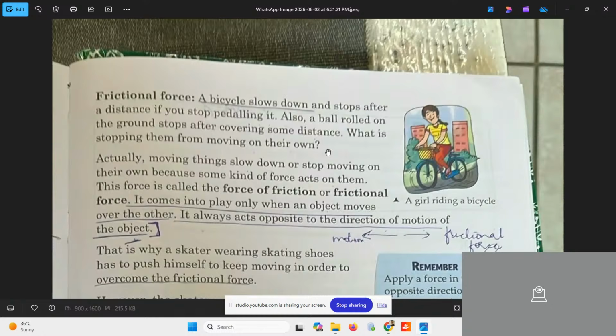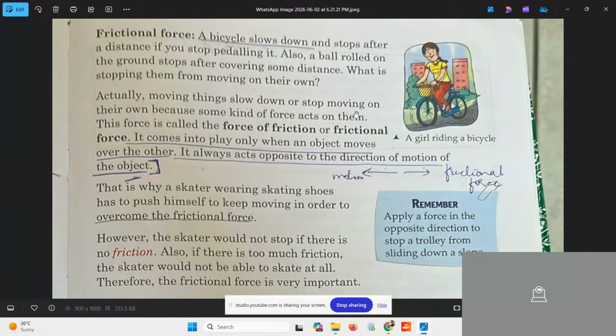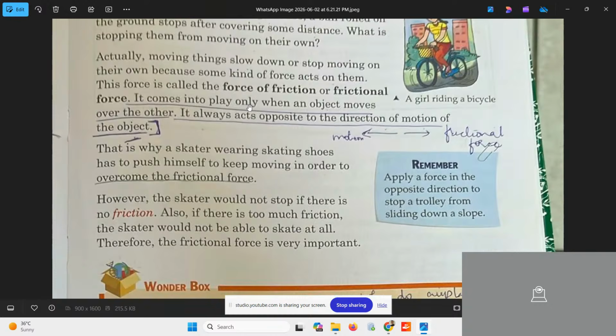See, a bicycle slows down and stops after a distance if you stop pedaling it. Also, a ball rolled on the ground stops after covering some distance. The teacher will ask you: a ball rolled on the ground stops after covering some distance because of which force? You have to tell the answer is frictional force. What is stopping them from moving on their own? Actually, moving things slow down or stop on their own because some force acts on them. This force is called the force of friction or frictional force.